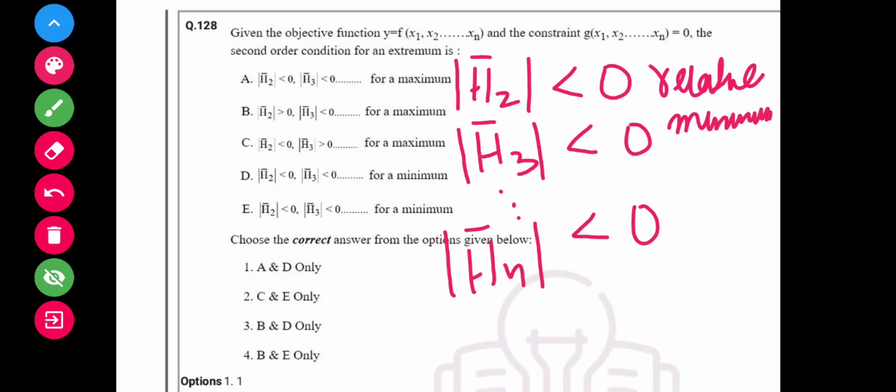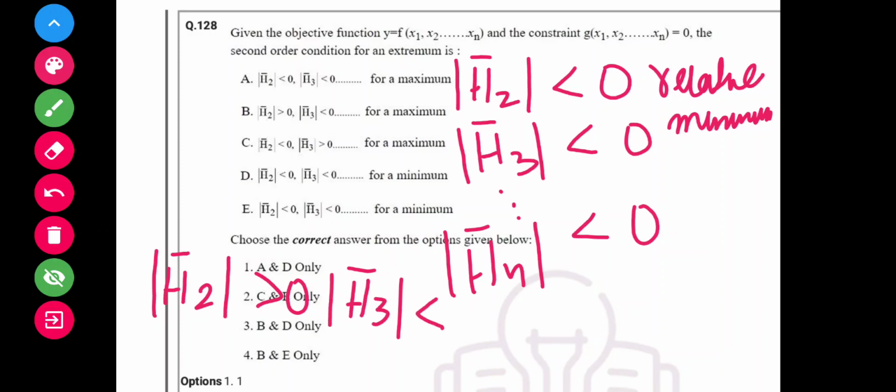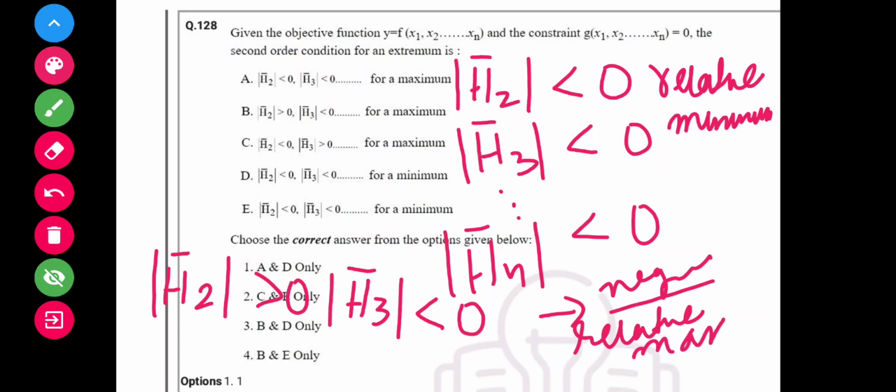On the other hand, if the second ordered border principle, that is H2, if the first is greater than 0, if second, that is H3, if its determinant is less than 0, that means if the bordered principle minors determinants alternate their signs from positive to negative, we get a condition of negative definite matrix, and it satisfies the condition for relative maximum.